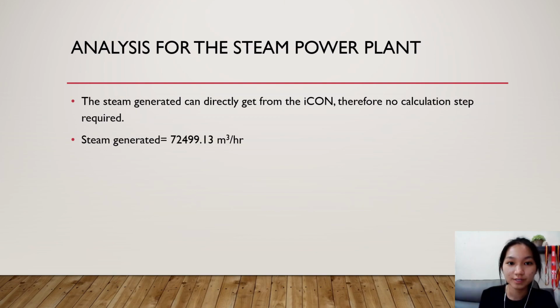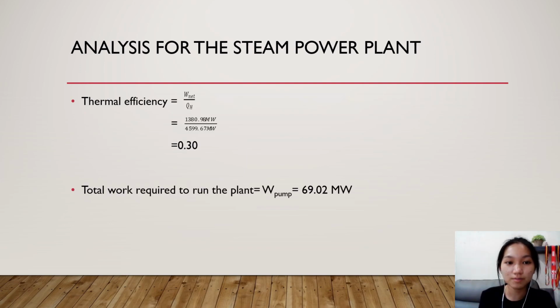The steam generated by the steam power plant equals 72,499.13 meter cube per hour, where we can get the value directly from the ICON simulation software. The thermal efficiency for the steam power plant equals 0.3, and the total work required to run the plant equals 69.02 megawatt.